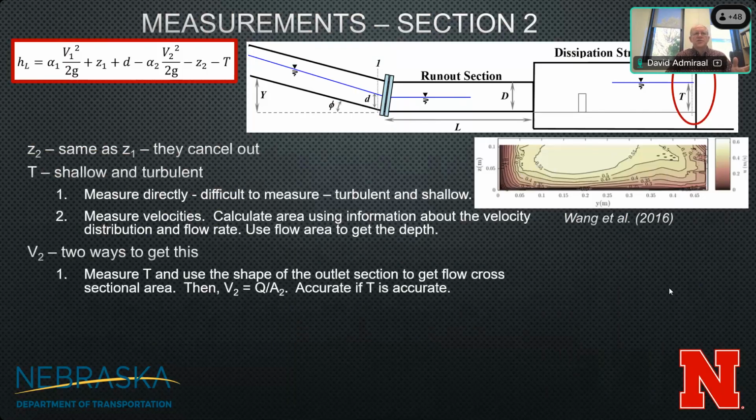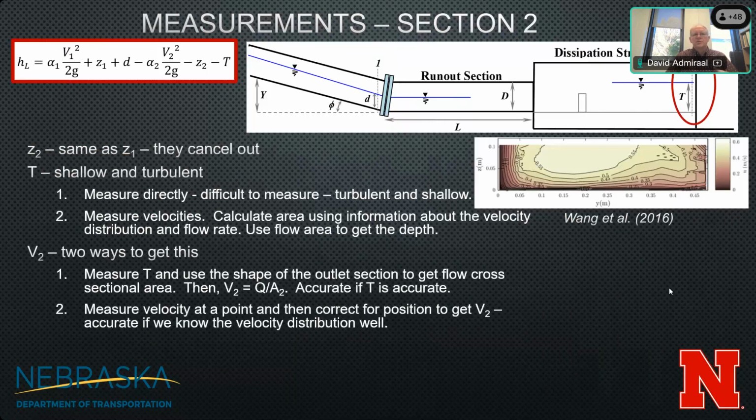Velocity, again, there are 2 ways to get this. We can measure the depth and then use the shape of the outlet section to get cross-sectional flow area, and then use Q over A. That's accurate if the depth is accurate. And then we can also measure velocity at a point like we did for the depth, and get V2 indirectly. We can get velocity a little bit more directly. We decided that the second way was actually better.